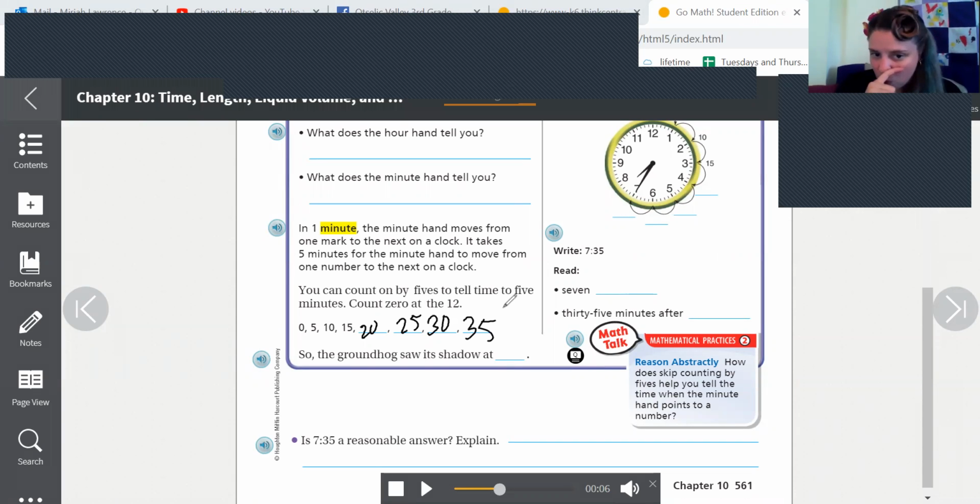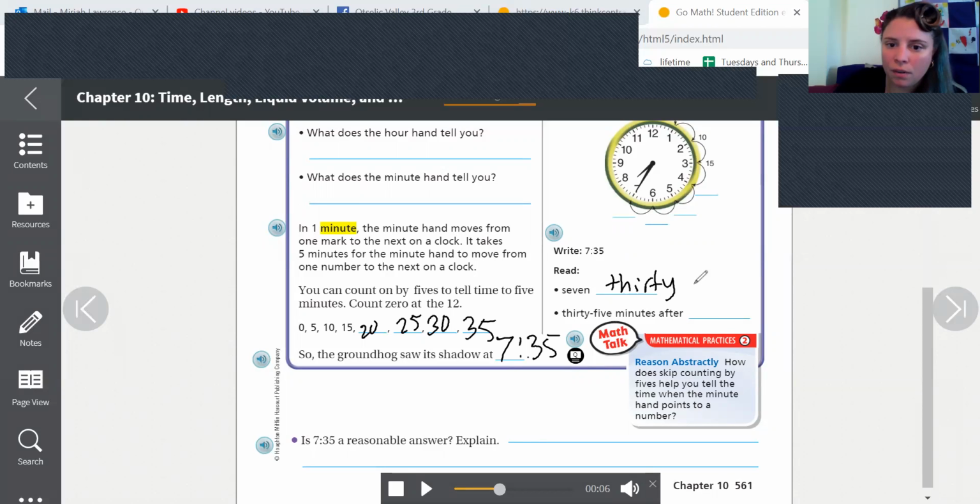All right, so if we're going to write this, we are going to say the groundhog saw its shadow at 7:35, okay? So if we were going to write it, we would write 7:35. Or another way to say it is 35 minutes after 7. So it's not 7 o'clock anymore. 35 minutes, that's the elapsed time.